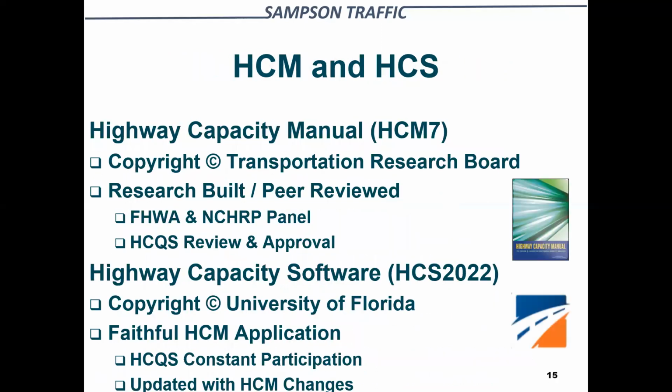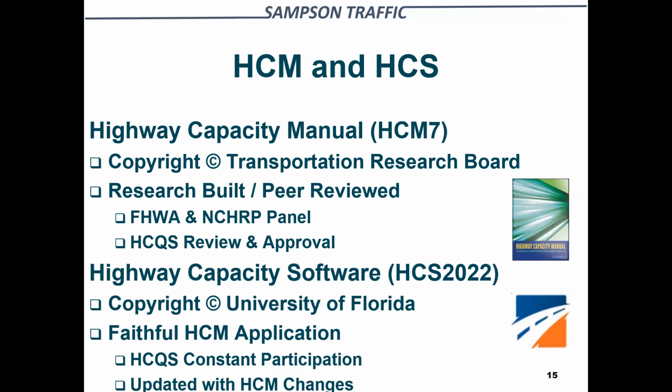And as you all probably know, the capacity manual is run by the Transportation Research Board, and the Federal Highway Administration and the National Cooperative Highway Research Program have funded research since prior to the 1985 manual. And the Highway Capacity and Quality of Service Committee reviews every step of those new improvements or changes or additions, as does the NCHRP panel. In the subcommittees, you've got 200 or 300 experts looking at all of this very closely before it gets approved, which makes this the most research-built, peer-reviewed, most defendable procedure out there.